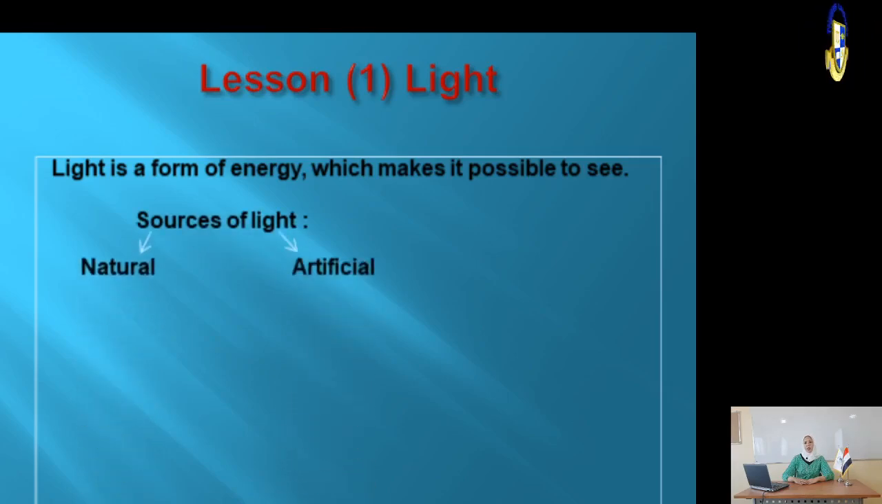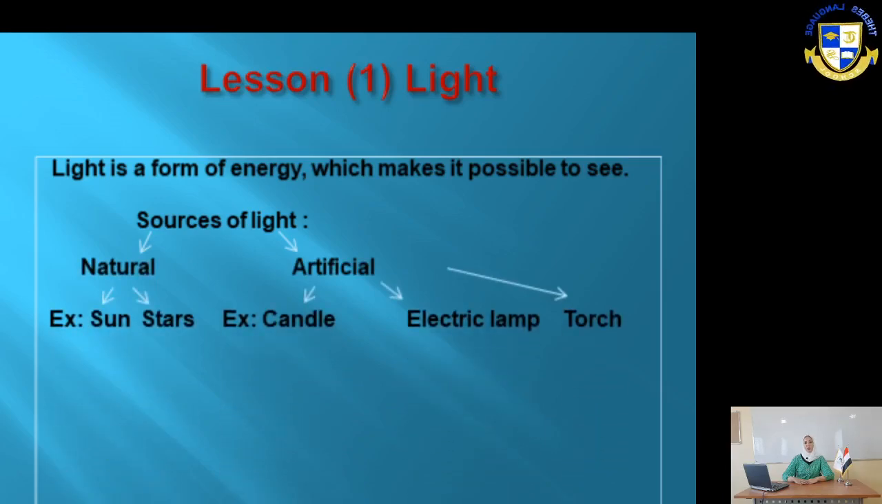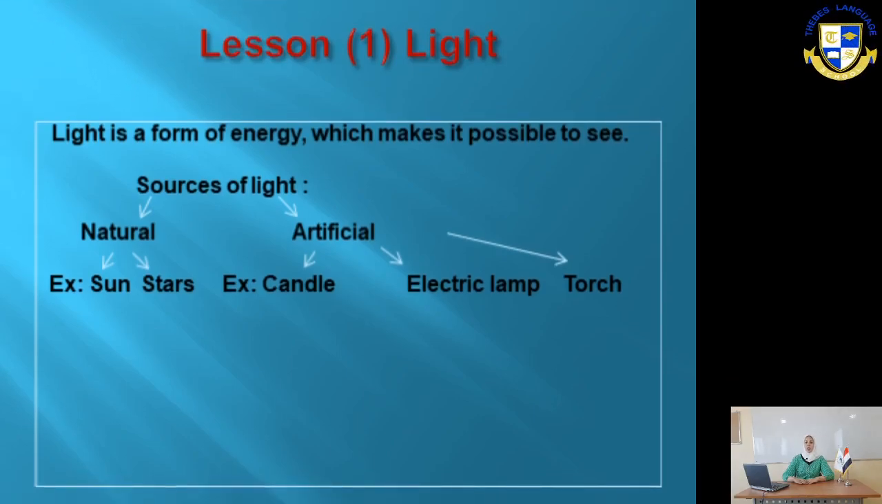Natural sources like the sun, the main source of light on the earth. Artificial sources like candles, kerosene lamps and electric lamps. We can see the moon shiny or luminous, but we can't consider it a source of light because it reflects the sunlight. Slide 3, properties of light.